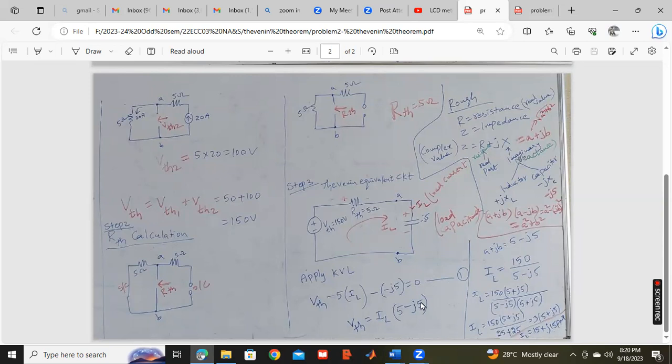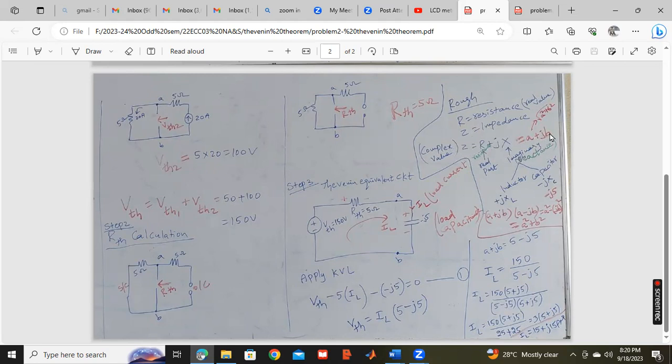Here, how did we get 5 minus J5? The resistance is the real part. Impedance is a complex value. So this Z is nothing but R plus JX. R is resistance and X is due to a capacitor or inductor. The imaginary part is due to a capacitor or inductor. This is called reactance. Resistance plus reactance is called impedance.